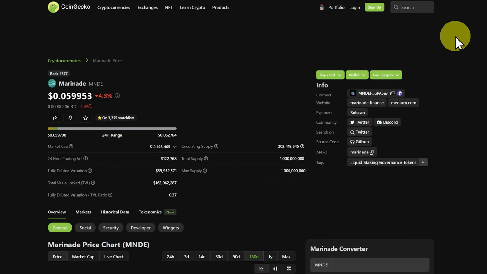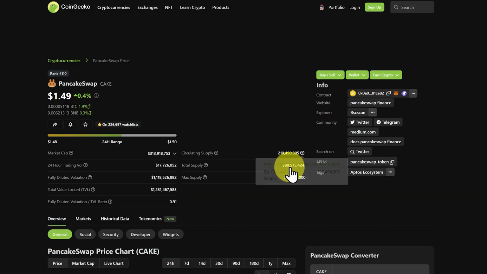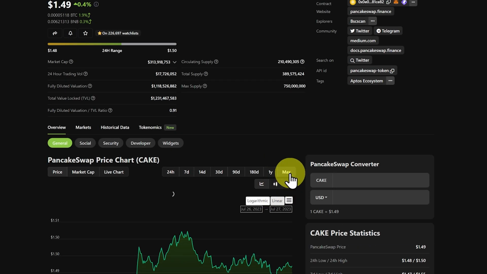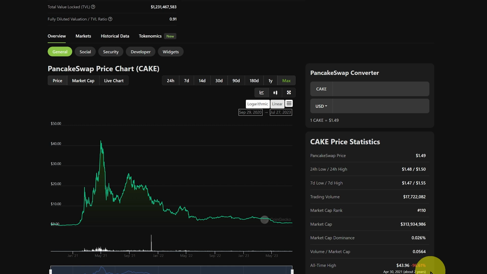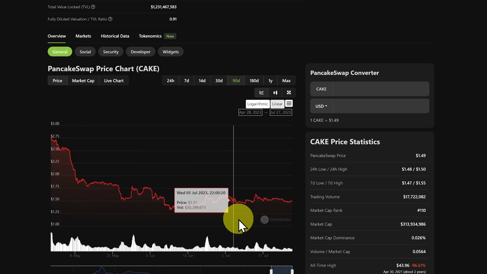Now, it's not just like this on Solana, of course. We can go and find other exchanges on other chains like Pancake. We can zoom out to max. We can see the all-time high was basically $44 and now it's currently $1.50. And over the last 180 days, it has not done well. It's just been going down and down.